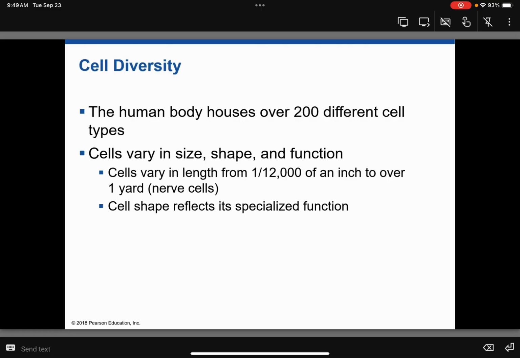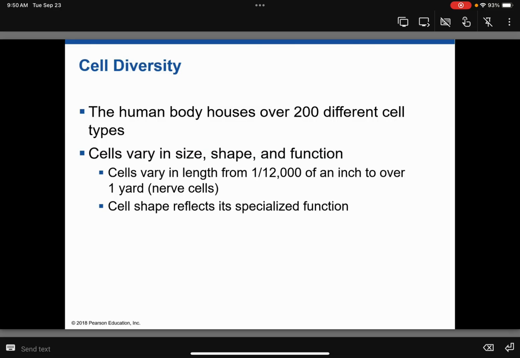Nerve cells. Who do you think has the longest nerve cells in here? So that says 1 yard, and that's about the same length as 1 meter. There's about a 3-inch difference between a yard and a meter. So you have a cell that can be that long in your body. How does that work? Probably not folded up.